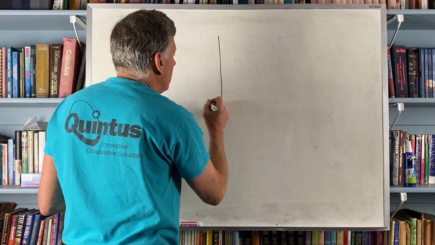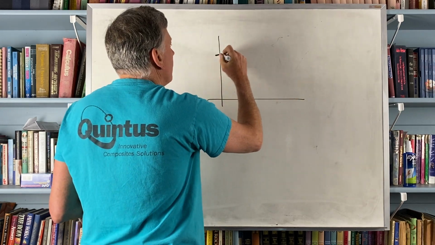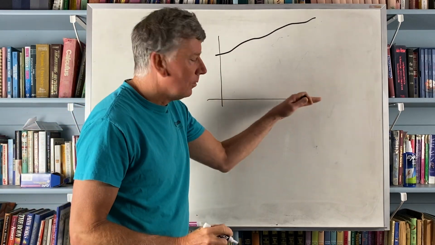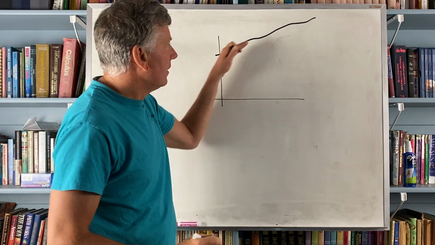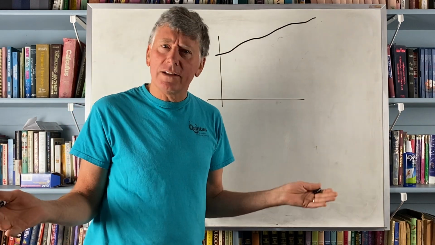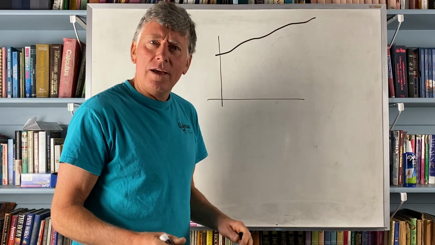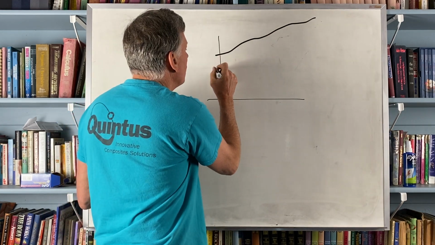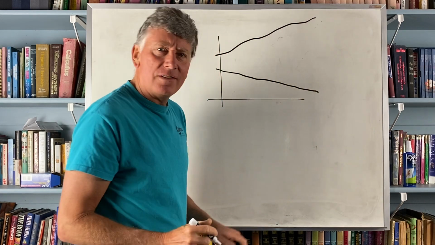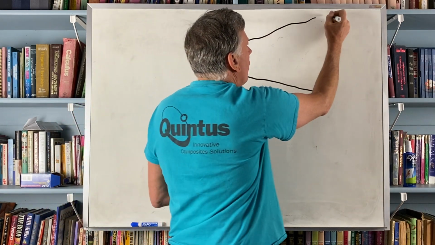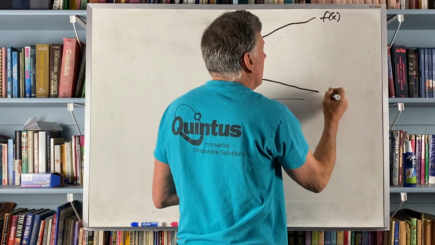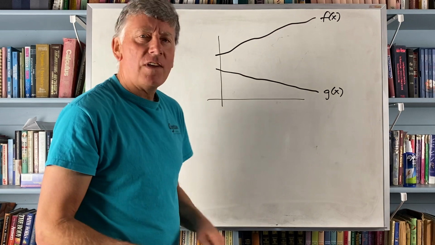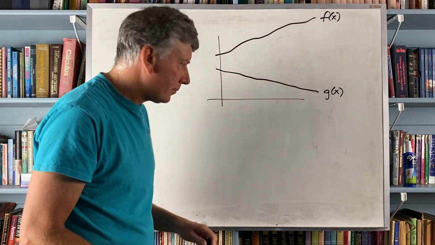I can draw, here's a function that is increasing. As we go from left to right, it's obviously climbing the hill. Those are good English words and it tells the story, but it's not mathematics. Here's a function that is obviously decreasing. Let's call this one f of x and g of x. F of x is our increasing function, g of x is our decreasing function.